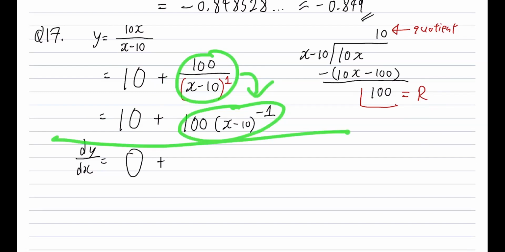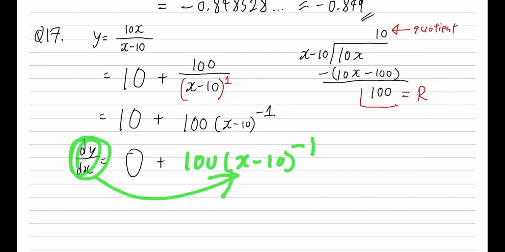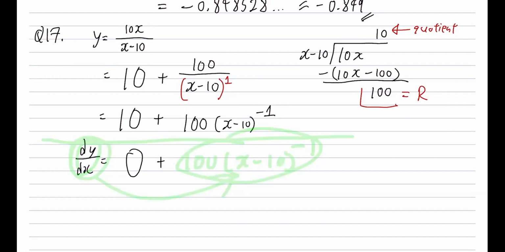Differentiation must be done in one step. You don't go and write down 100 bracket x minus 10 power negative 1 in the dy by dx line. This is wrong. Are you clear? The bring up step is just algebra. You have not done differentiation here, which is wrong. Don't put it on the same line. Are we clear on this?